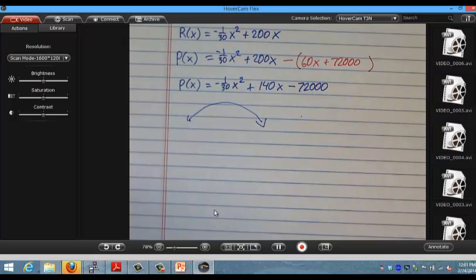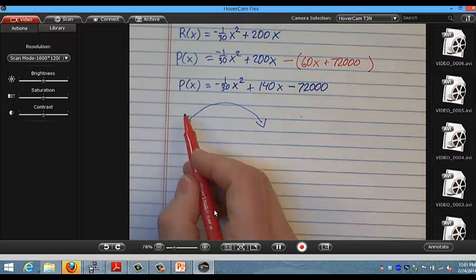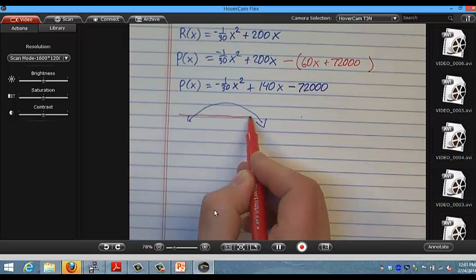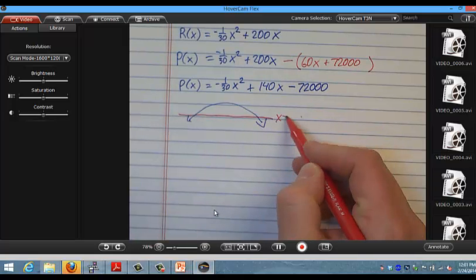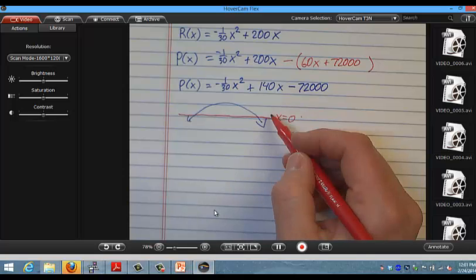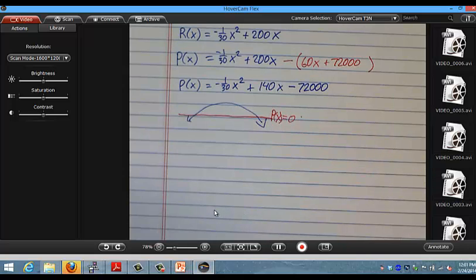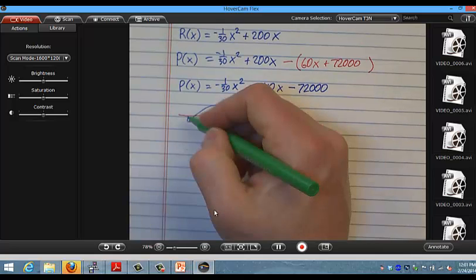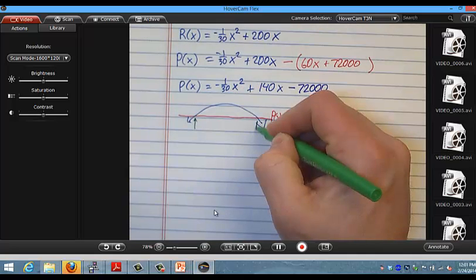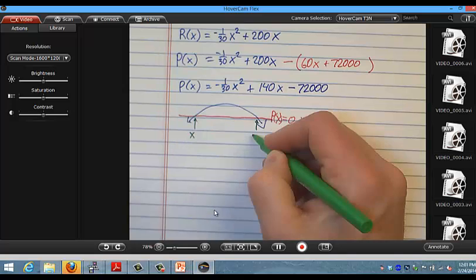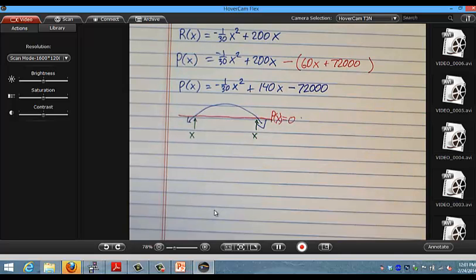And see, somewhere right here, when the profit is 0, that's like your break-even points, right? So I'm trying to figure out what are the x values that make the profit 0. That's what I'm looking for. Does that make sense to you guys?